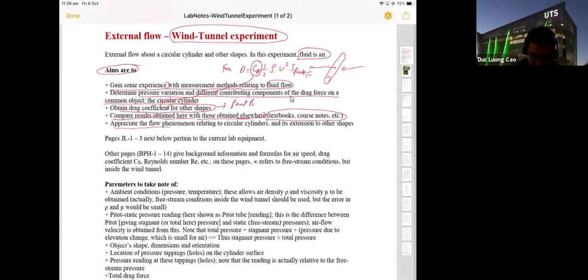Appreciate the flow phenomenon relating to circular cylinder and extension to other shapes. This one is for part B.